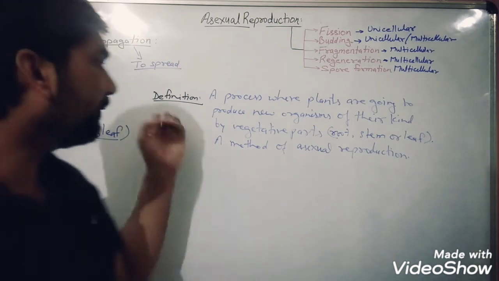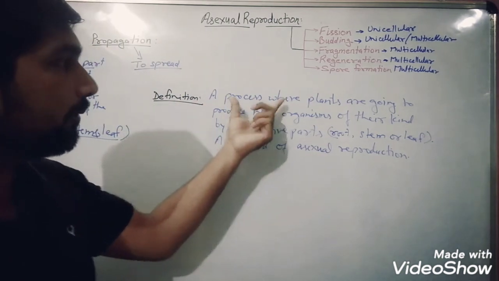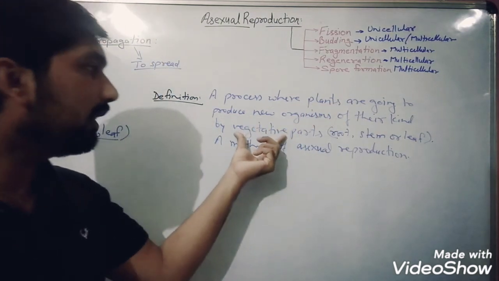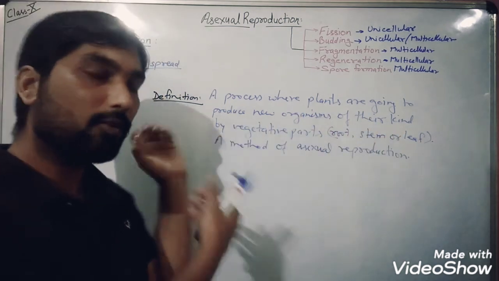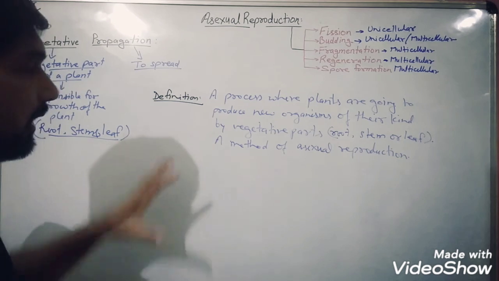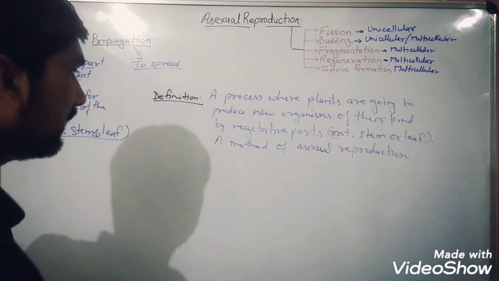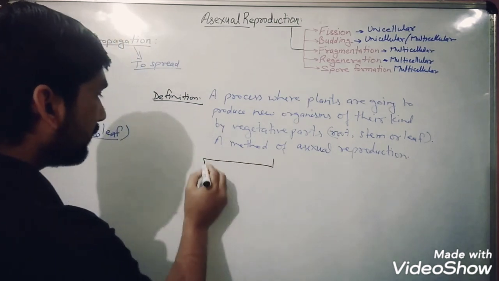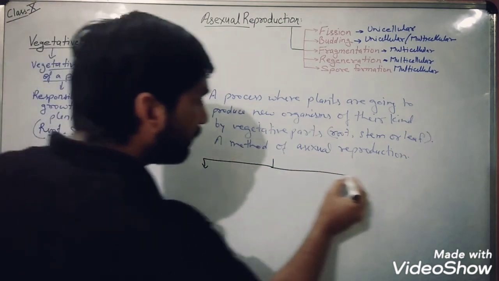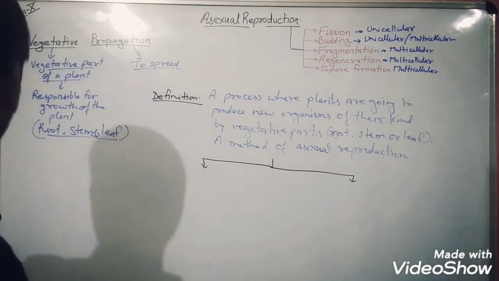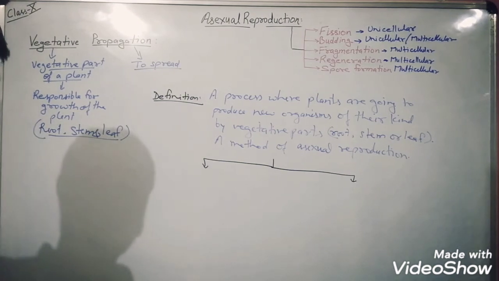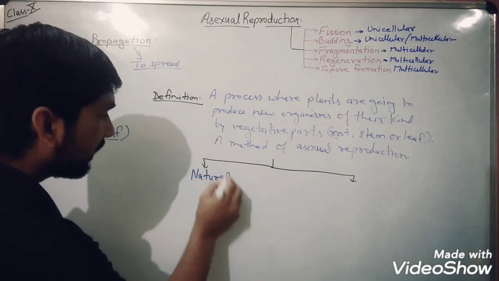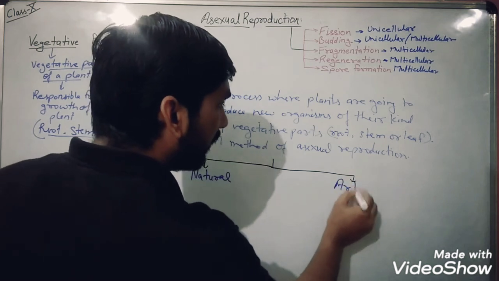So today we are discussing vegetative propagation, and it is a process where only plants produce new organisms with the help of their vegetative parts. And what are vegetative parts? We have already discussed: root, stem or leaf. When we consider how this process takes place, it happens in two ways. The first one is known as natural, and the other one is known as artificial. So vegetative propagation can take place in both ways: natural and artificial.